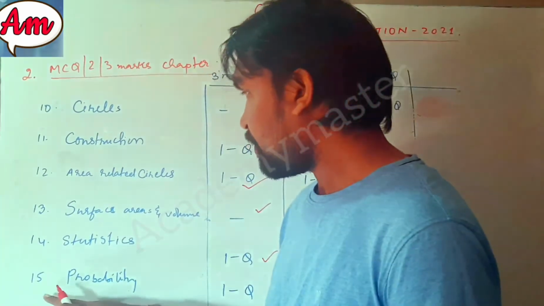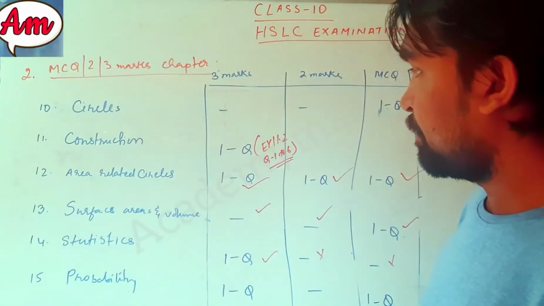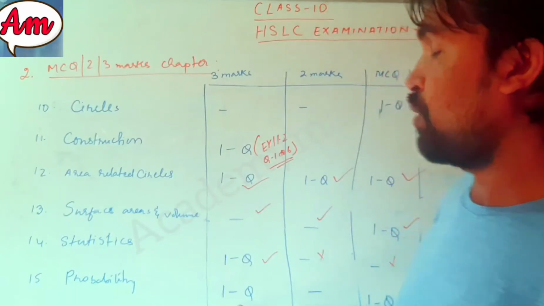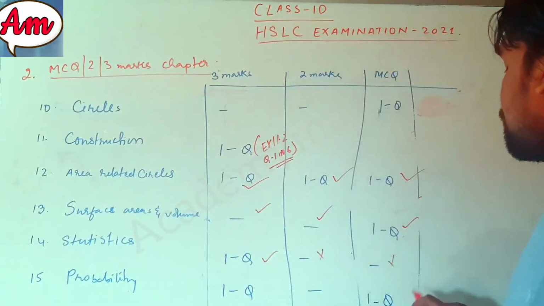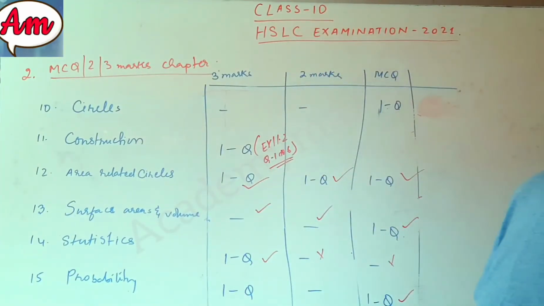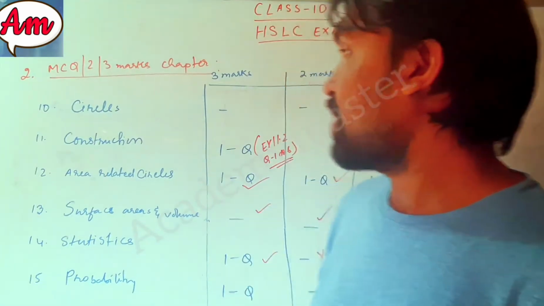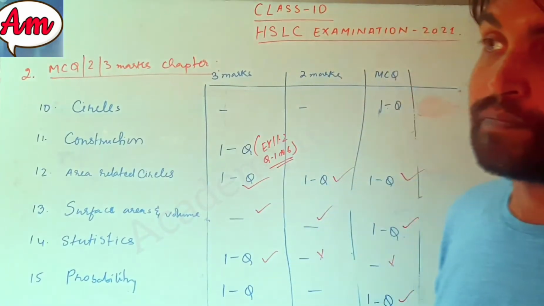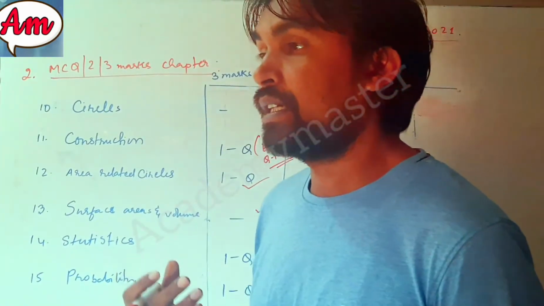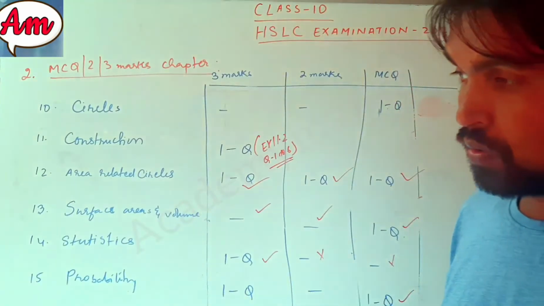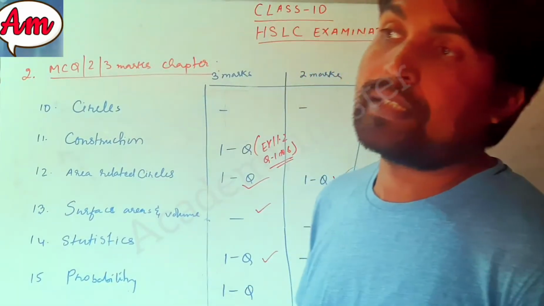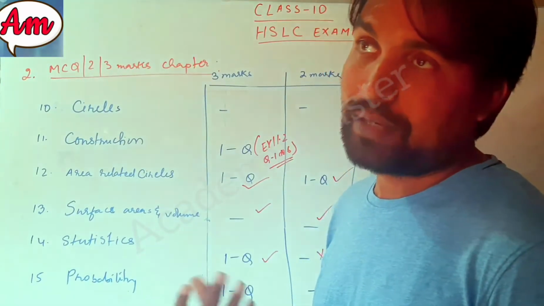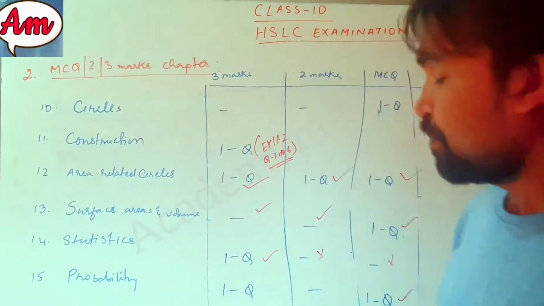Next, probability. From chapter number 15, Probability, you will get one 3 mark question, and 1 MCQ you will be getting. That means chapter 15 MCQ you need to study properly. The 3 mark question will be coming from this chapter, especially dice, then balls, then coin, then card related questions will be asked. These 3 or 4 types of questions I told you, study those things, it will be enough.